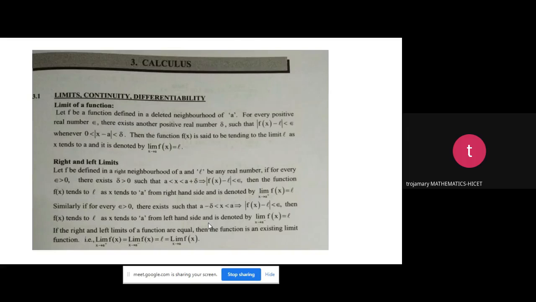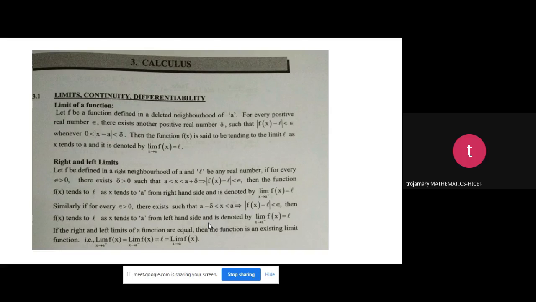The next topic is calculus: limits, continuity and differentiability. Limit of a function. This is the definition for the limit of a function, with right hand limit and left hand limit. Let f be a function defined in a deleted neighborhood of a. For every positive real number epsilon, there exists another positive real number delta such that modulus f of x minus L is less than epsilon, whenever 0 is less than modulus x minus a, which is less than delta. Then the function f of x is said to tend to the limit L as x tends to a, and it is denoted by limit x tends to a f of x equal to L.